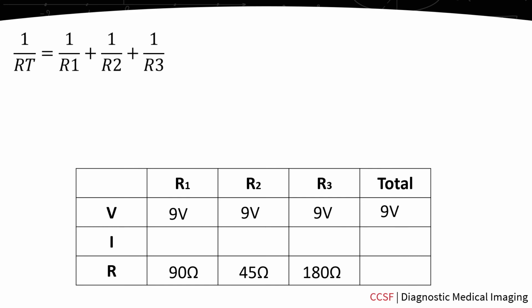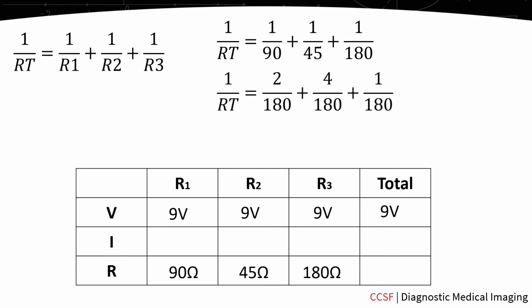So if we're going to use this equation, let's plug in our values for each resistor. So we get 1 over 90 plus 1 over 45 plus 1 over 180. Next, we need to find a common denominator, which is 180. 90 goes into 180 two times, so it's 2 over 180. 45 goes into 180 four times, so it's 4 over 180. And then 180 goes into itself one time, so it's 1 over 180. Add those values up, and we then get 7 over 180.